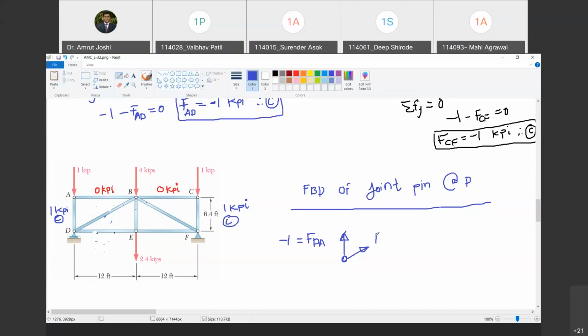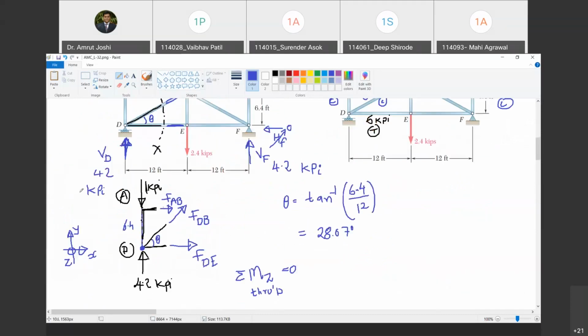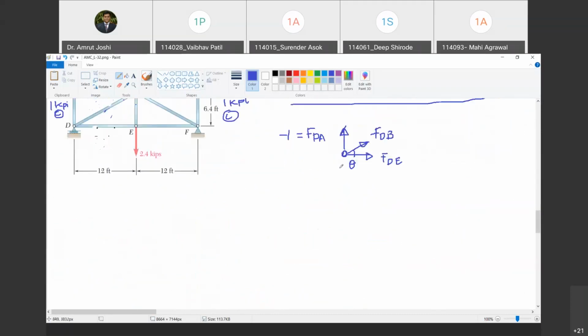Now this is the force in member DB. Do you agree with me? Yes, sir. And this is force in member, tell me. DE. And this angle is theta, which is 28.07 degree, if I am correct, right? Yes, sir. Okay. So now how many unknowns are there? Is there anything else? Of course there is a reaction, so I need to show that reaction. Are you with me? Yes, sir. So this is 4.2 kPi and this is -1 kPi.